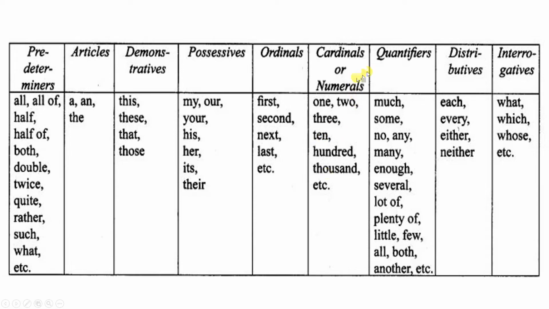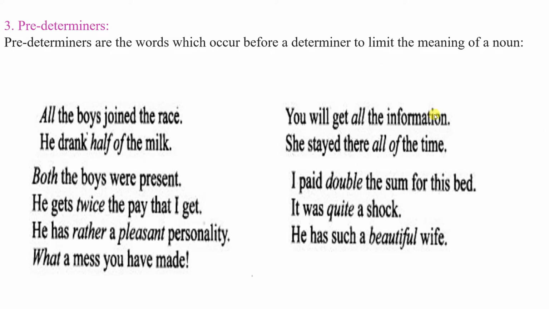are the numeral determiners. Now qualifier determiners: much, some, no, any, many, enough, several, lot of, plenty of, little, few, all, both, another, etc. Distributive determiners: each, every, either, neither, etc. Interrogative determiners are what, which, whose, with which we can make inquiry. Now let us see them one by one.